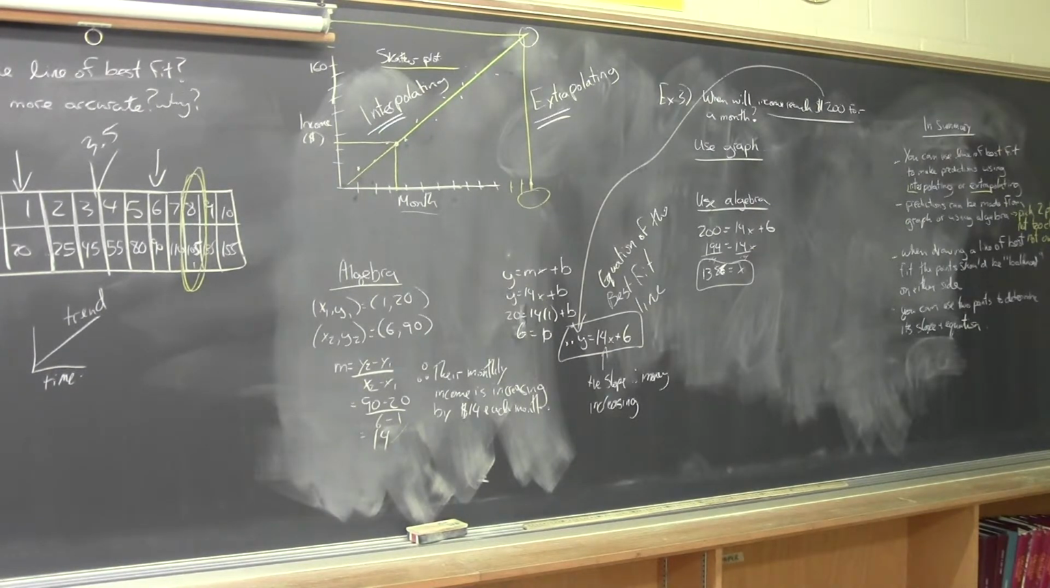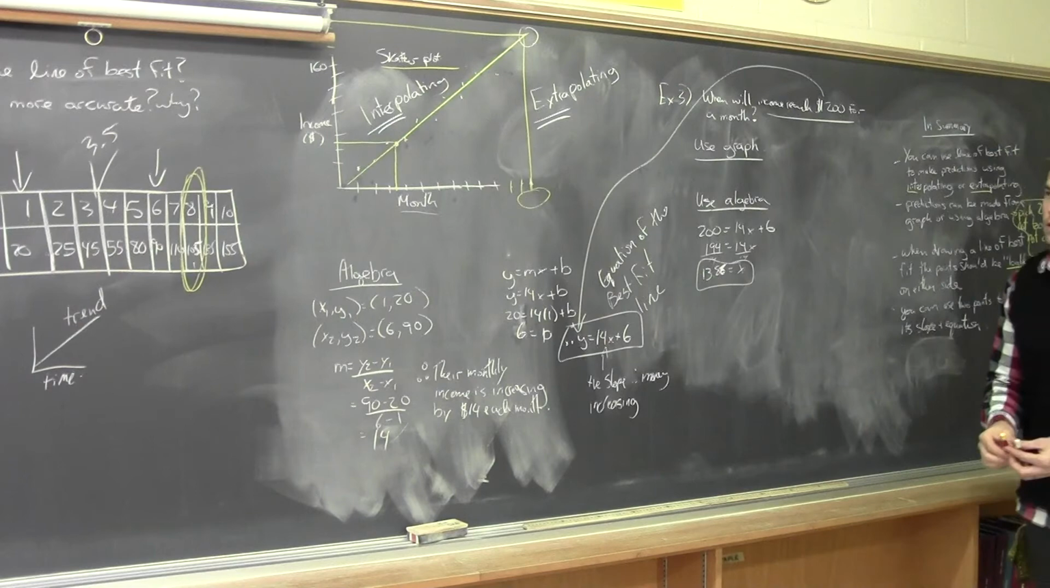When drawing a line of best fit, the points should be balanced on either side, so that's making sure there's the same amount of points on either side of the line, and you can use 2 points to determine its slope and equation. And again, you want to make sure you use those points. Any questions? All right, that's the end of the lesson.